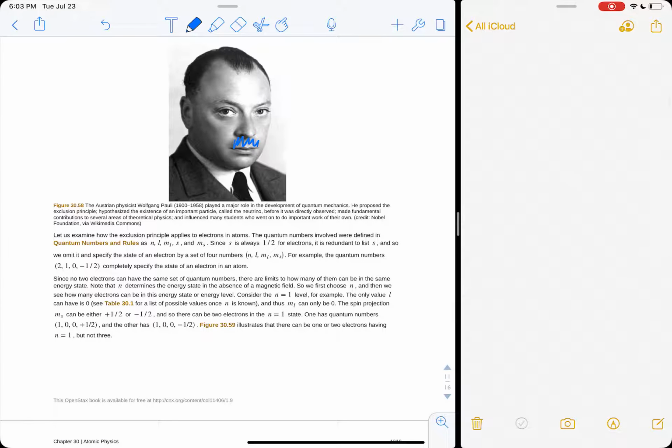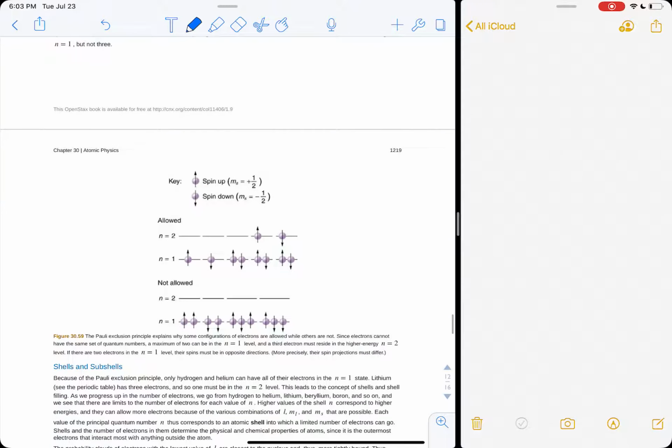There he is, and he's actually a superhero of some kind. Okay, so anyway, so here you go.